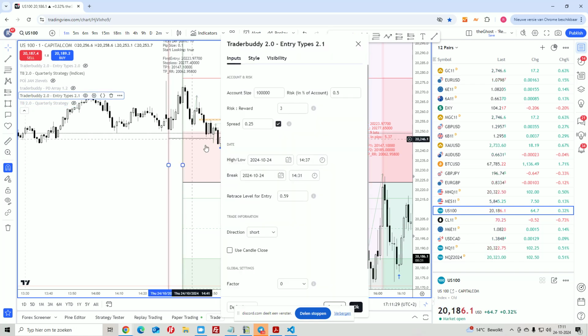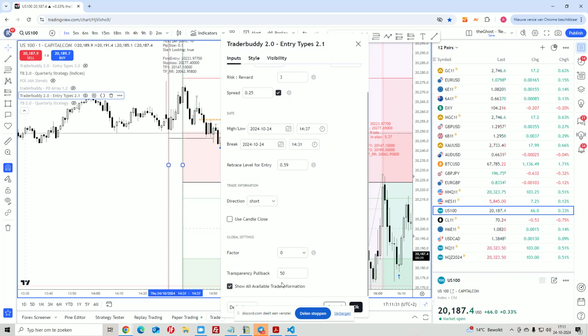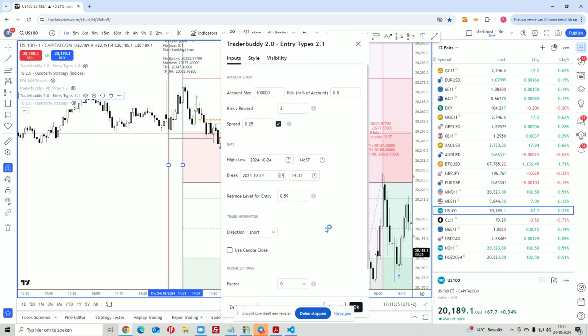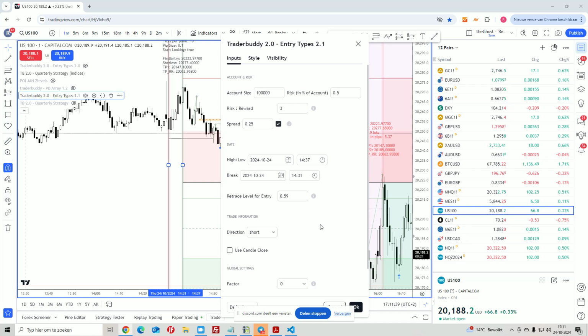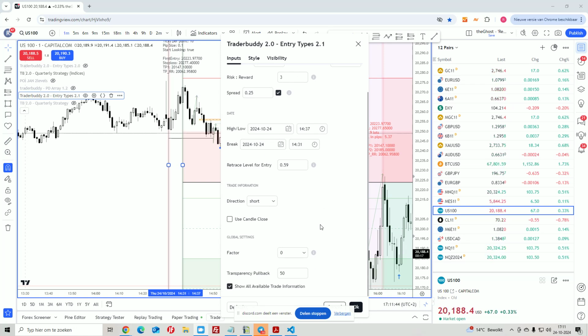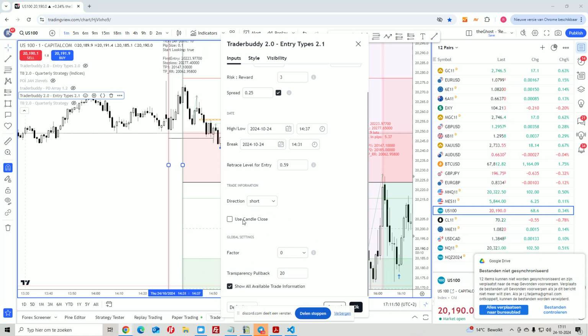I don't want to see the projections. I believe I can hide projections. No, I cannot hide projections. I thought I could. Nope. Well, never mind. I'll make the pullback levels very clear.